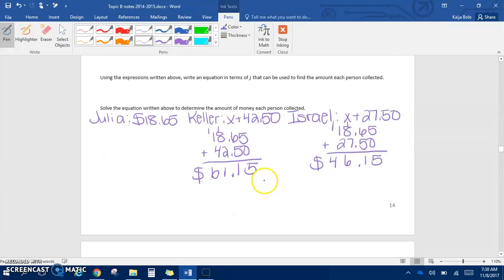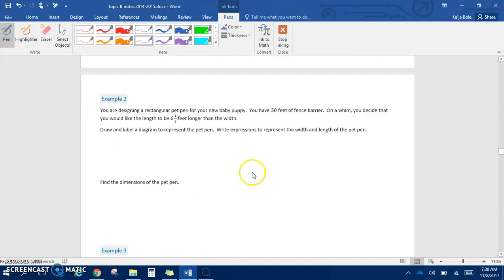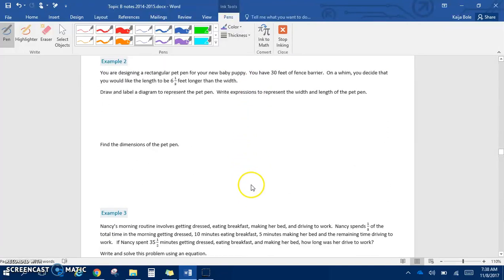Alright, so go ahead and skip over to the next page now, page 15. Example 2 says you are designing a rectangular pet pen for your new baby puppy. You have 30 feet of fence barrier. On a whim, you decide that you would like the length to be 6 feet longer than the width.